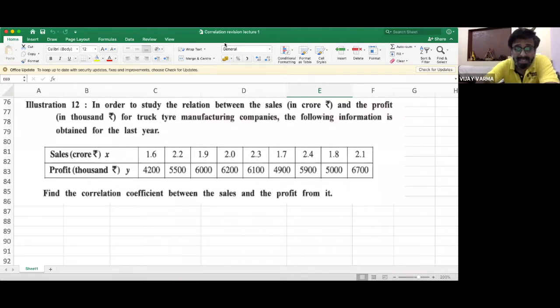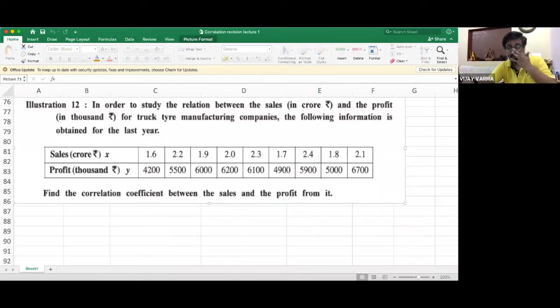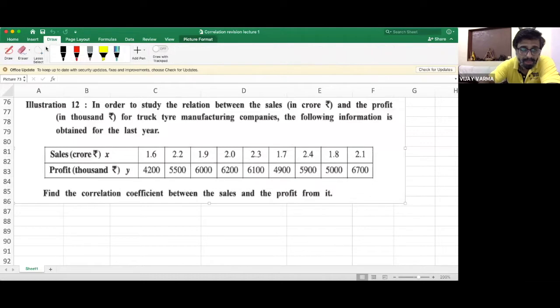Now, all of you can see in this illustration 12, in order to study the relation between the sales in crore rupees and the profit in 1,000 rupees for a truck tire manufacturing company, the following information is obtained for the last year. Now here sales X, all of you can see that it is particularly in decimals.